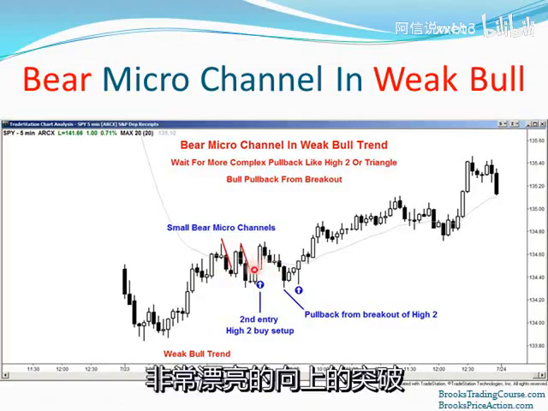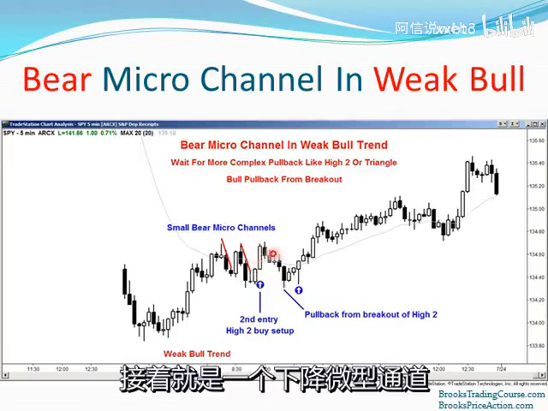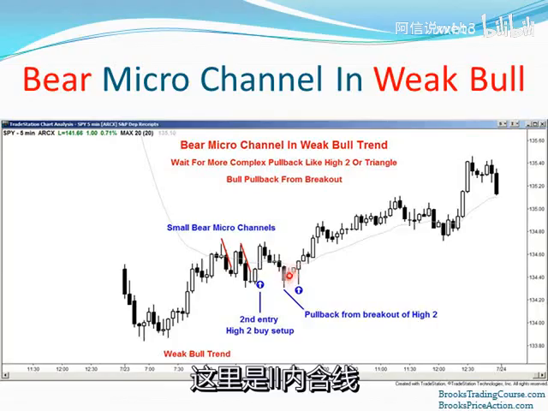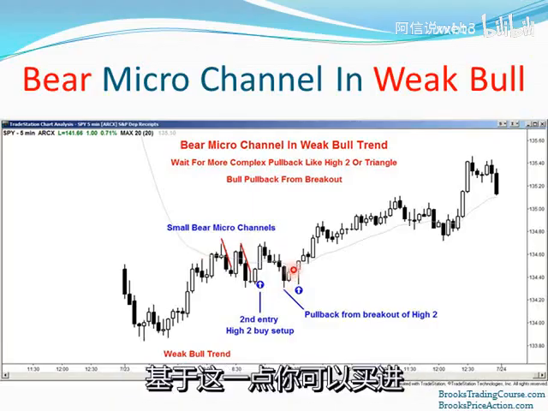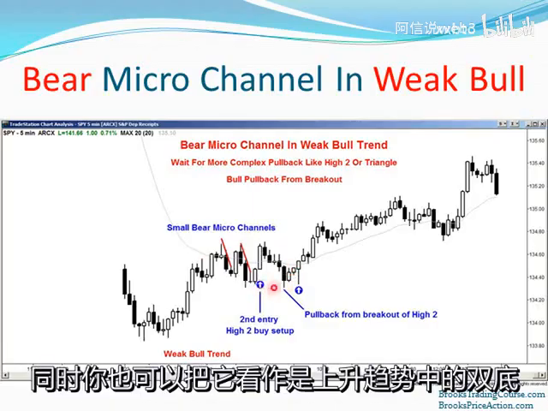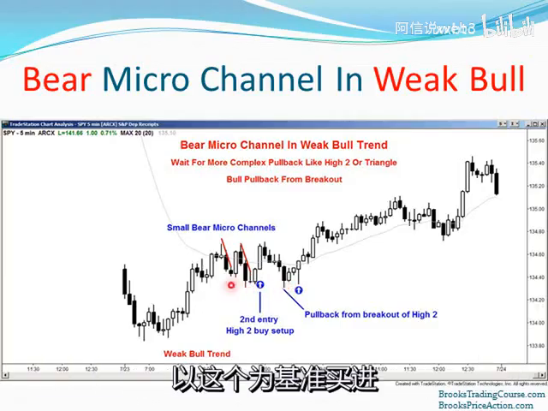Pretty good bull breakout, 2 very strong bull bars, and then another bear microchannel. You have an II, an inside bar, and a second inside bar. Both have bull bodies. It's near the bottom of the trading range. You could buy it on that basis. You could also argue a double bottom in a bull trend and buy it on that basis.